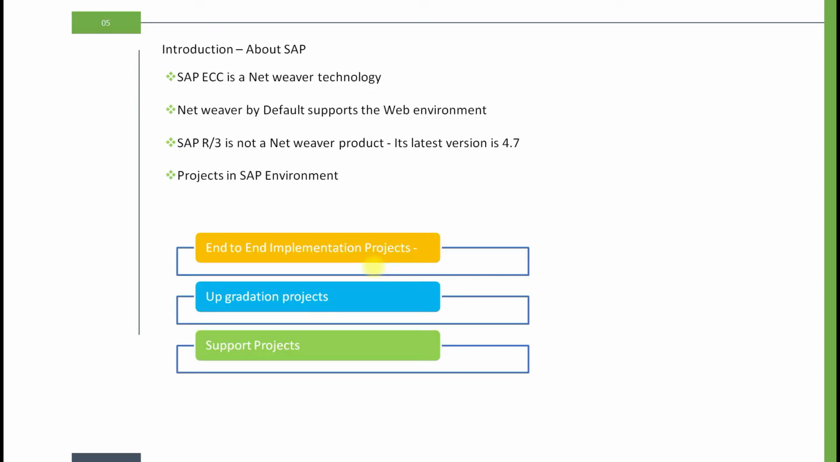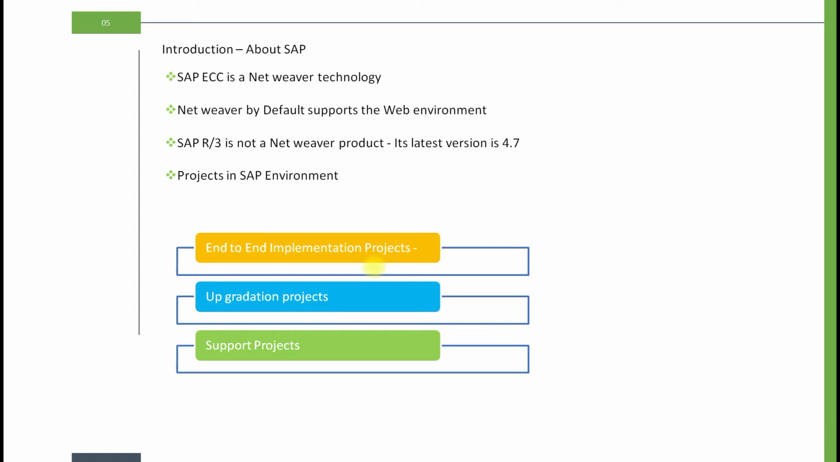These are very important things to remember. SAP ECC is a NetWeaver technology, and by default it supports the web environment. But SAP R/3 is an older version. It is not a NetWeaver product, and it doesn't support the web environment. By web environment, I mean enterprise portal, Web Dynpro applications, and new concepts called Fiori. All these come under the web environment.